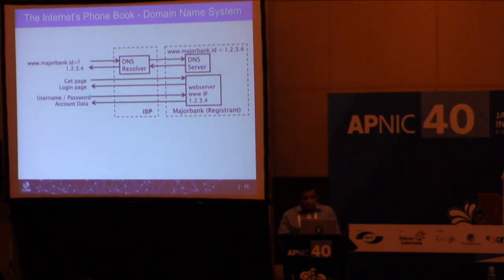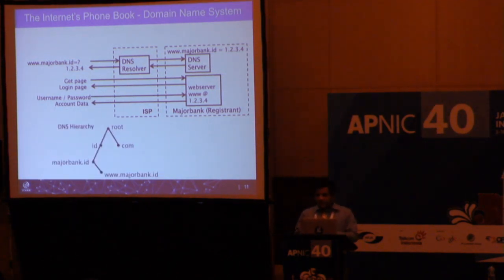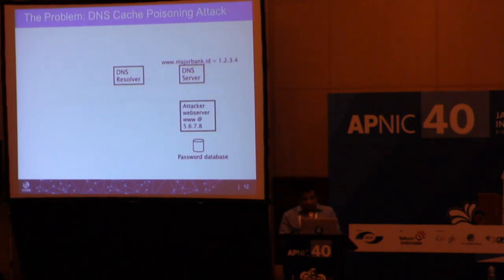So during this process, we go through the usual DNS hierarchy, right? So as I said before, we have a hierarchy there. On the top, we have the root servers. And then we have the next level like .id or .com or .net and so on, and then the next level and so on. So we traverse through this hierarchy and get to our authoritative server.